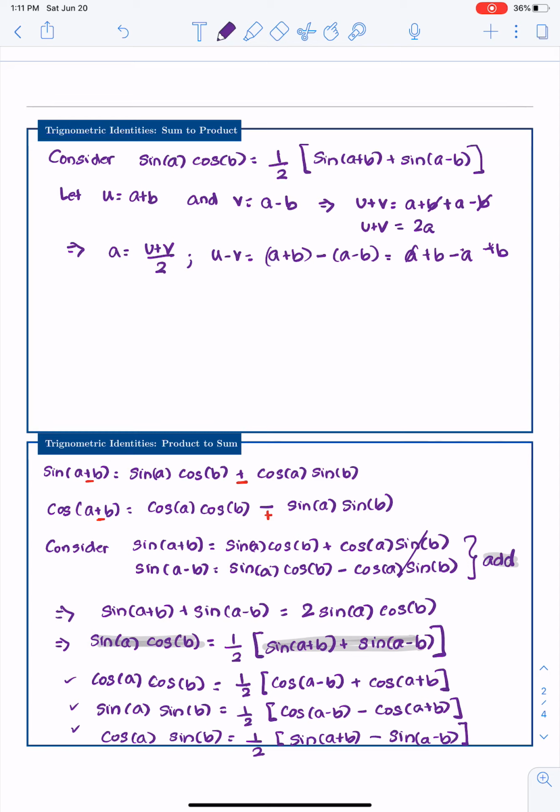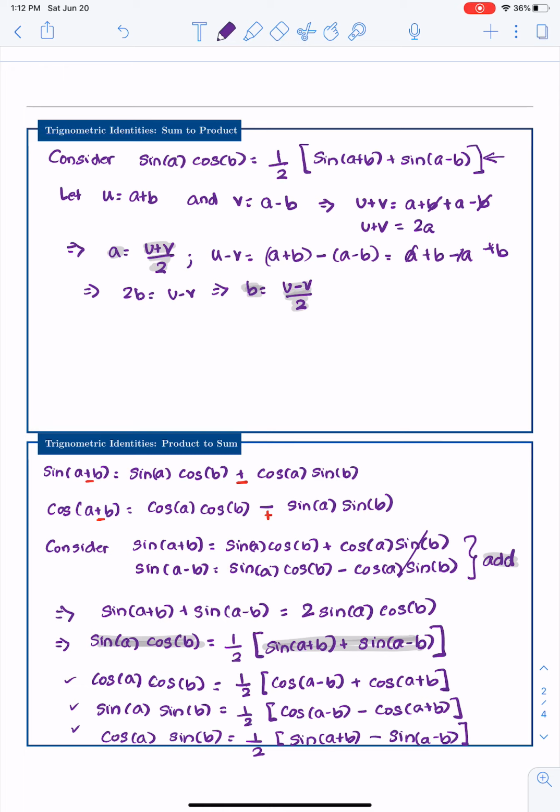The A's would go away and we would have 2B equals U minus V, which should mean B is U minus V divided by 2. So I'm going to go back and use what I just derived here and plug it in that equation.